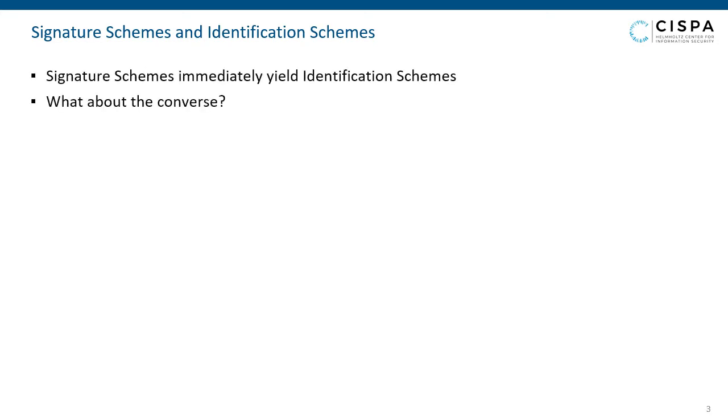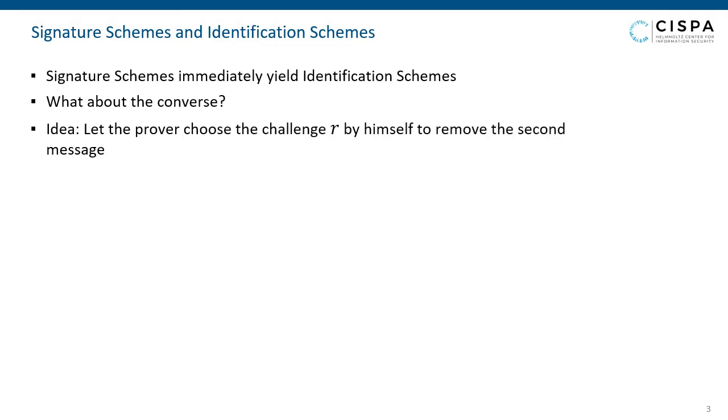But what about the converse? Can we somehow build signature schemes from identification schemes? Well, let's take an identification scheme. Consider the following idea, or the following strategy. We will somehow let the prover choose the challenge R by himself, which is normally computed by the verifier, to collapse this 3-round protocol into a 1-message protocol.